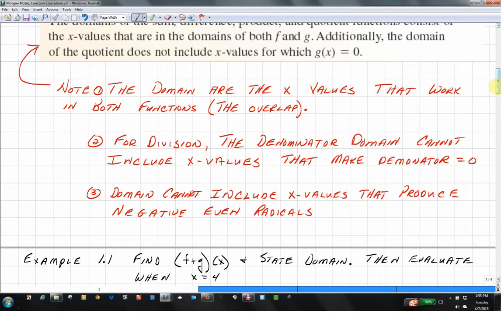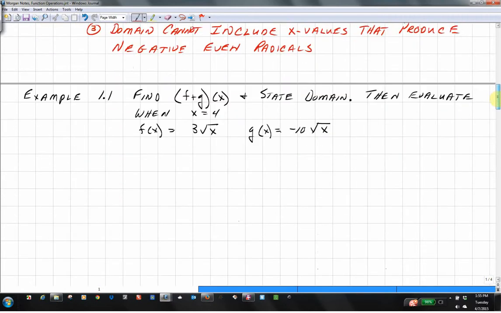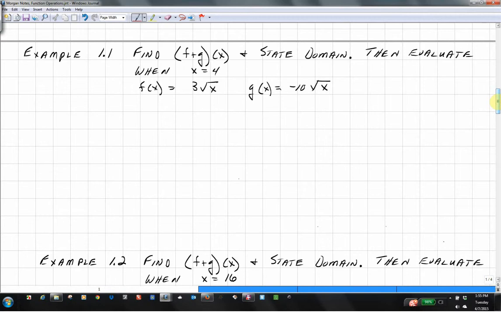Okay, so let's do a couple examples, and you have your sheets. There are actually 3 separate little problems here. One says combine the 2 functions. The next says plug 4 in and see what it evaluates to. And the third is to state the domain. So let's do number 1 first.